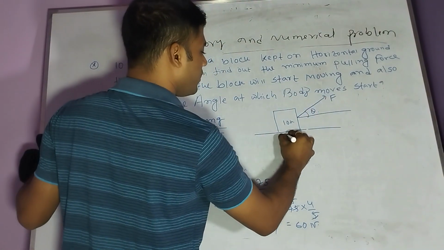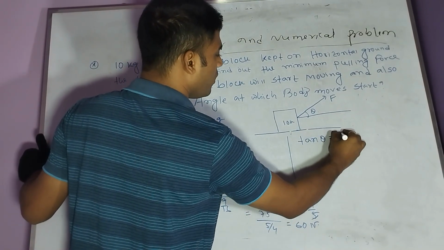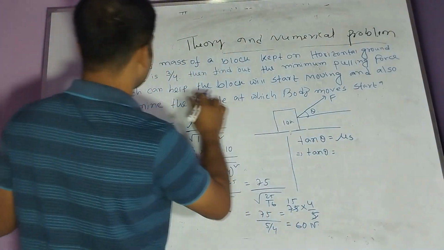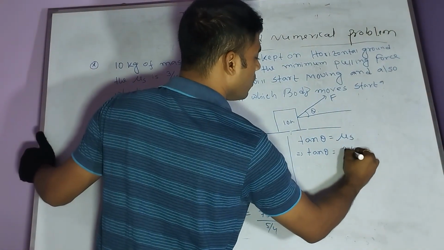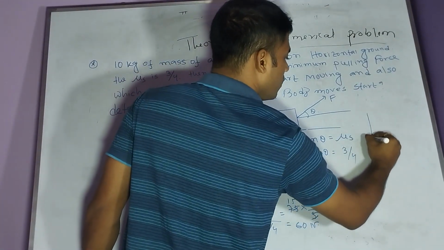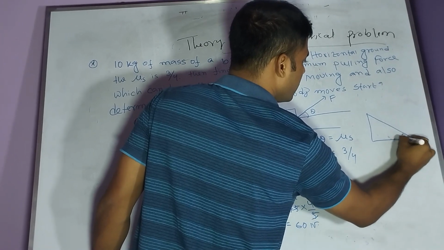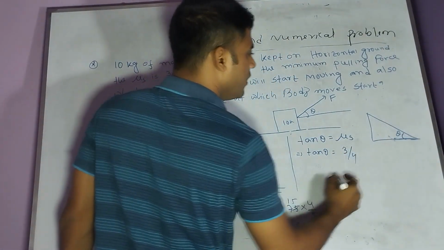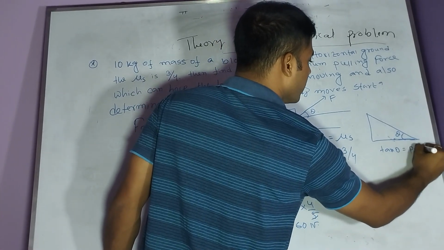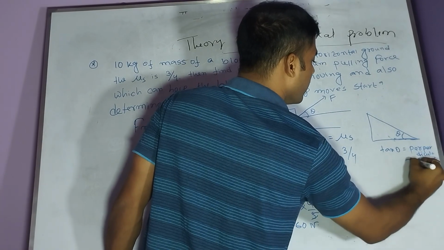Next we apply the second equation for minimum pulling force: tan theta equals mu s. So tan theta equals mu s, which is given as 3 by 4. We know the tan theta value. If I draw a triangle, this angle is theta. Then tan theta is equal to perpendicular distance by base.